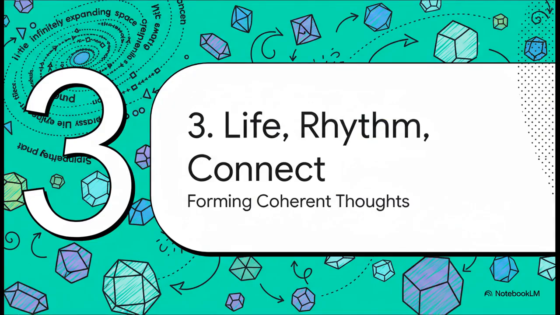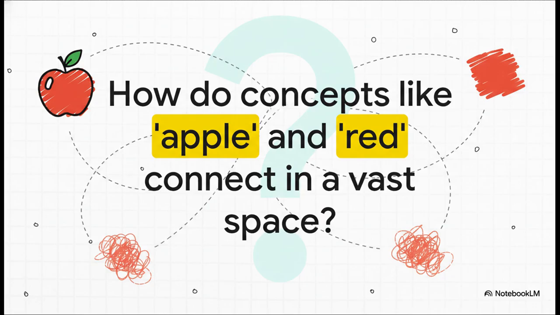Okay, so we've given our AI this massive new universe to think in, but this actually creates a new problem. In a space that's infinitely expanding, how do related ideas ever find each other to form a single, coherent thought? Exactly. This is known as the binding problem.